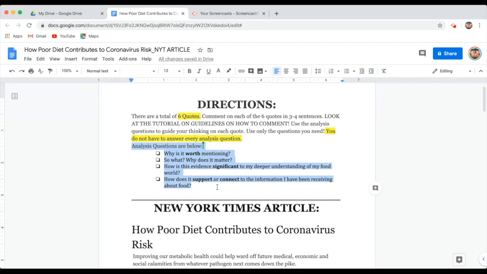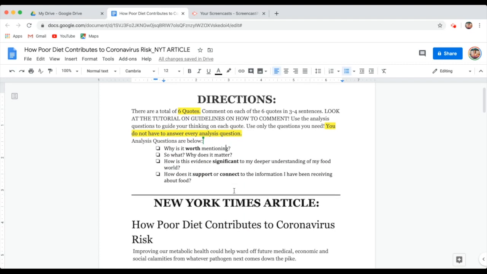If you're like, I don't know what to say, you should be using these questions to really stretch out your comment. And if you look up here, I am looking for about 3 to 4 sentences. If you look at 3 of these analysis questions, you can get there really quick. Do you have to use every question? Absolutely not. That's why I highlighted it. Only use the ones, kind of like in class, that you need.